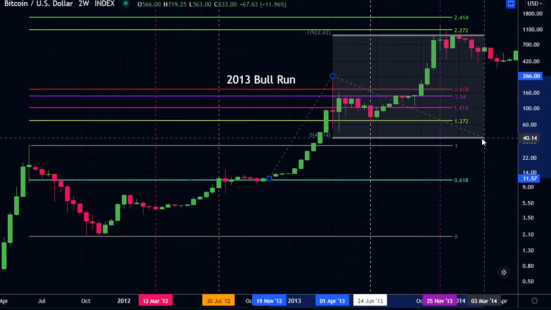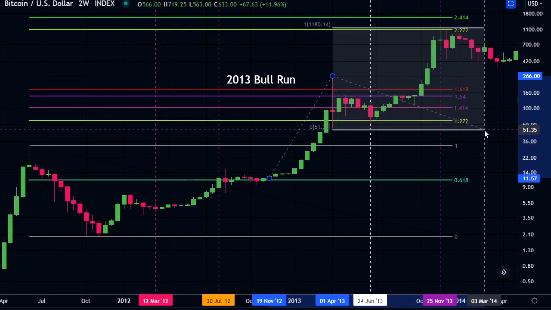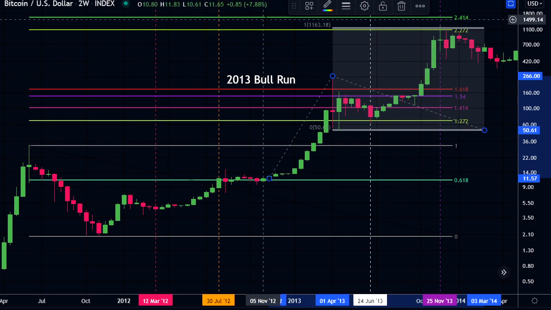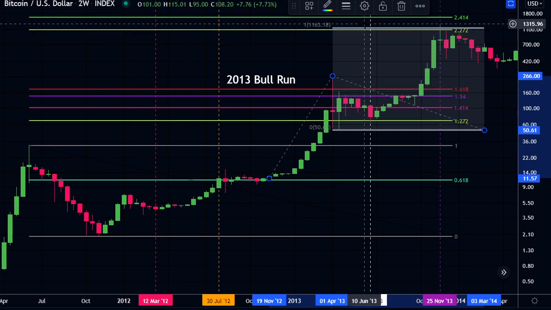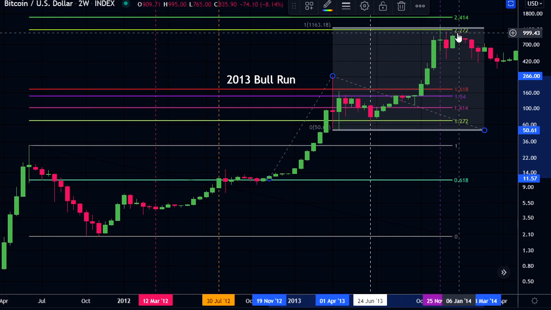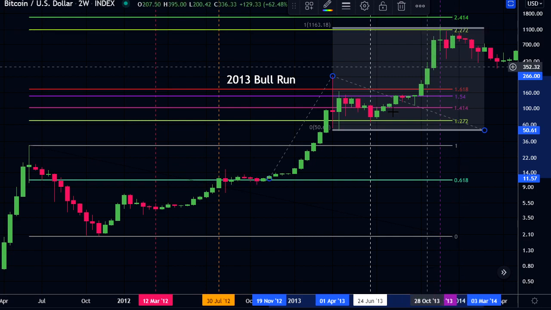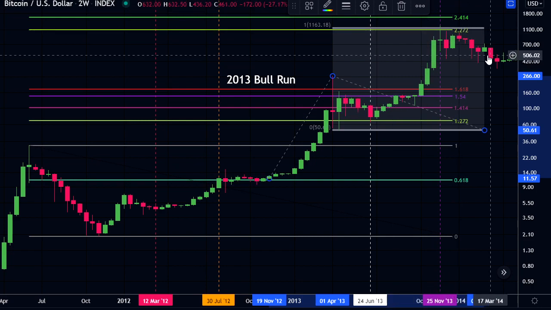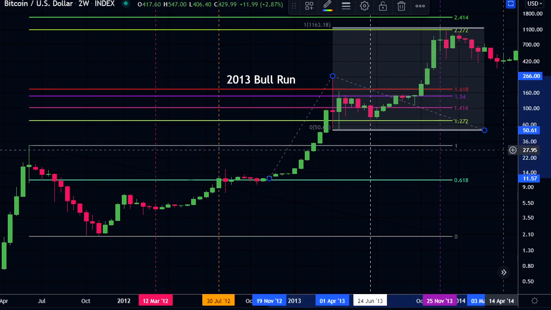So just to drag that across, make it a bit clearer, we can see that level here was at 1163, and the bull market pretty much came to that point here around 1200. We also see it lines up with that 2.272 fib extension level. So just wanted to explain how that tool worked.